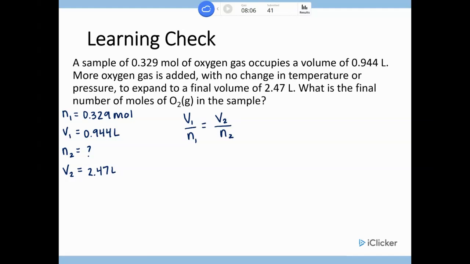Now we're looking for N2, so we need to rearrange this equation to have N2 in the numerator, it's currently in the denominator, and by itself on one side of the equation. So first, to get N2 as a numerator, we need to multiply both sides by N2. That will cancel it out on the right. So we get N2 times V1 over N1 equals V2.